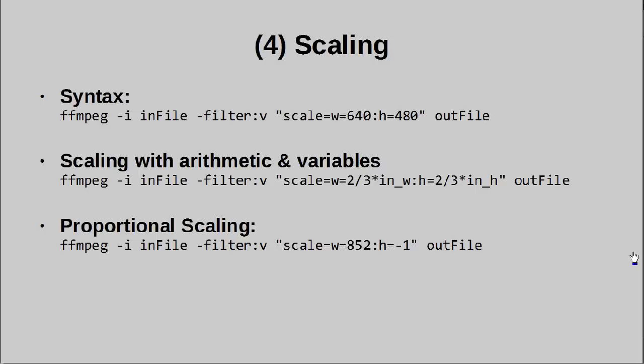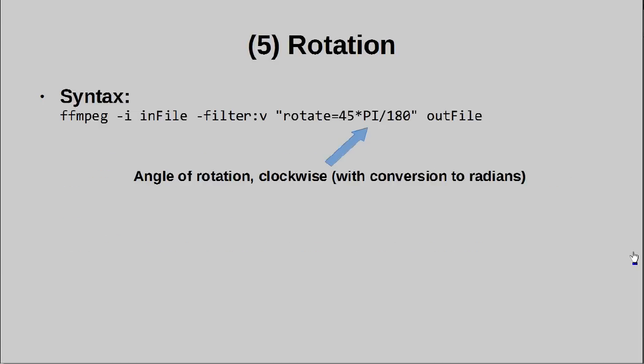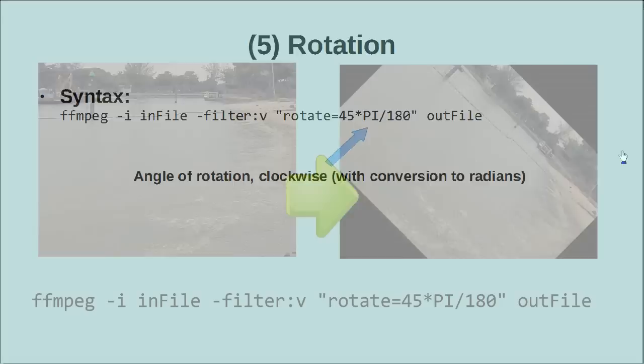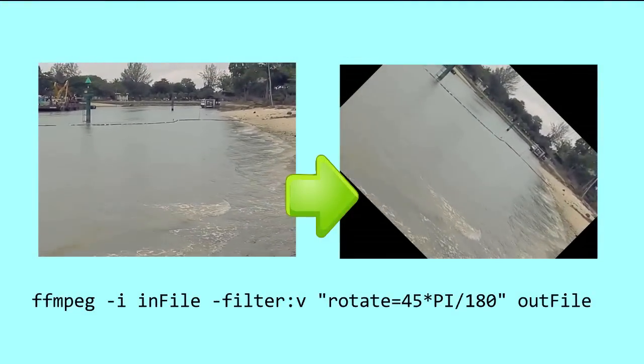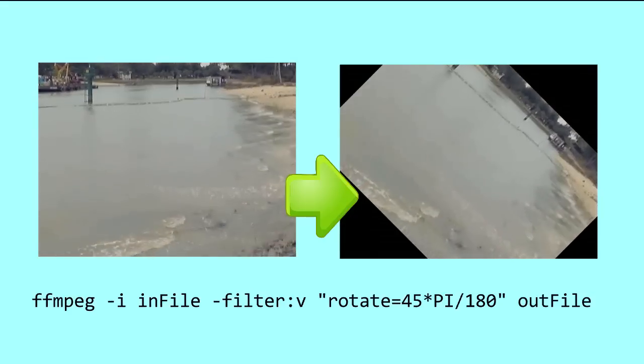Finally, rotation. Simply say rotate equals and specify your angle. Unfortunately, your angle needs to be specified in radians. Luckily, it's not that hard, since you can just multiply it by the constant pi over 180. So the following statement refers to a clockwise rotation of 45 degrees. The result of this operation looks something like this.